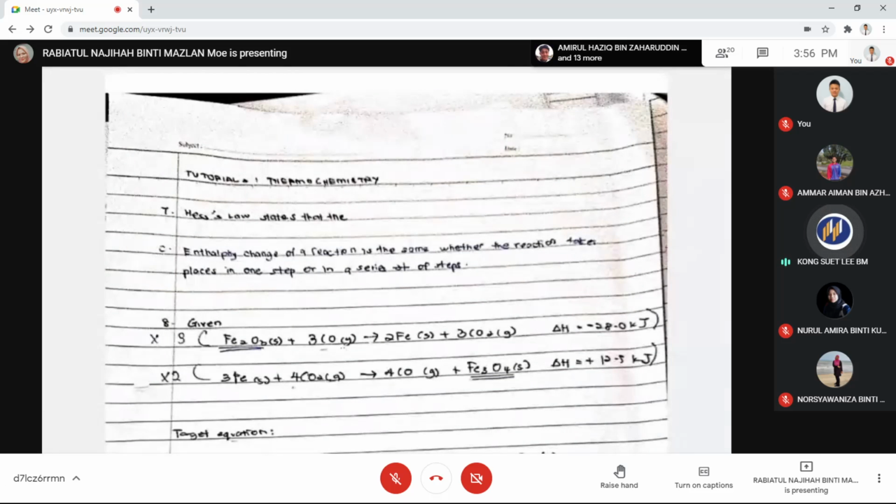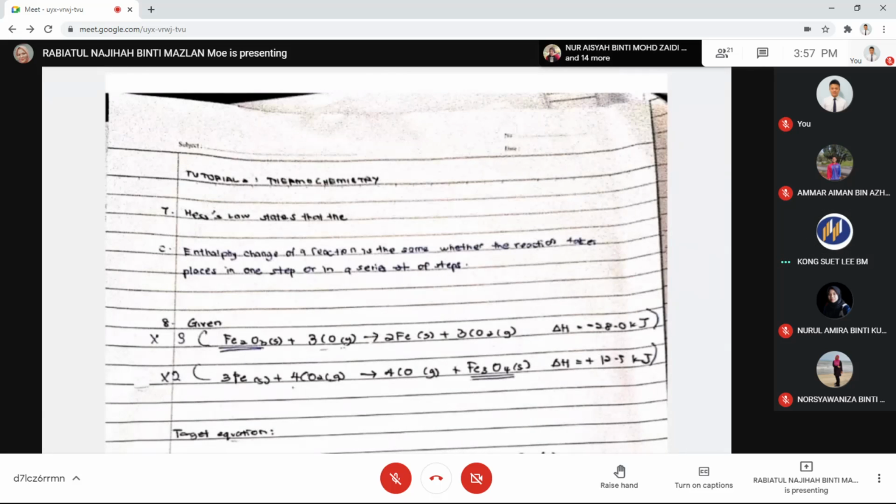Okay, question 7, the answer is C. Next, from the definition, reactants are converted to the products, and the change in enthalpy is the same whether the reaction takes place in one step or in a series of steps. So, okay, betul.